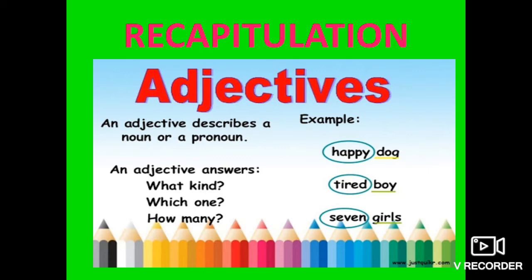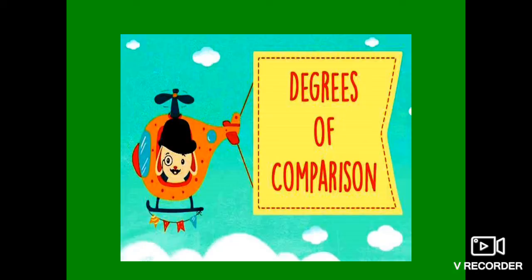An adjective always answers what kind of, which one, and how many. So simply you can say these adjectives are the describing words. They describe a noun or a pronoun. Now students, in this chapter you will study about degrees of comparison. Degrees of comparison of adjectives.